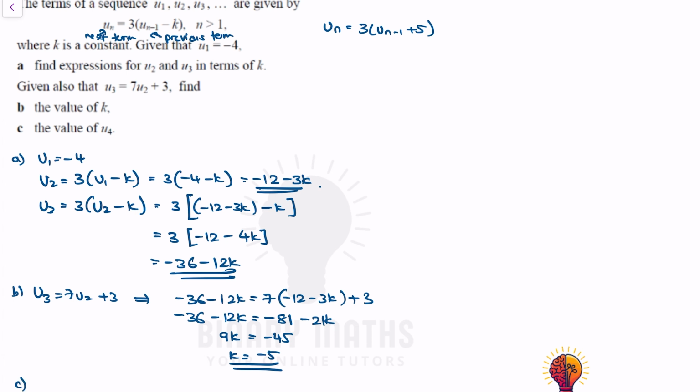C. Find the value of u4. In order to find u4, I need to find u3. u3 is negative 36 minus 12 times k, which is minus 5, which is minus 36 plus 60, which is 24. So if u3 is 24, then u4 will be equal to 3 times the previous term, which is 24, plus 5, which is just the same thing as 29 times 3, which is equal to 87.